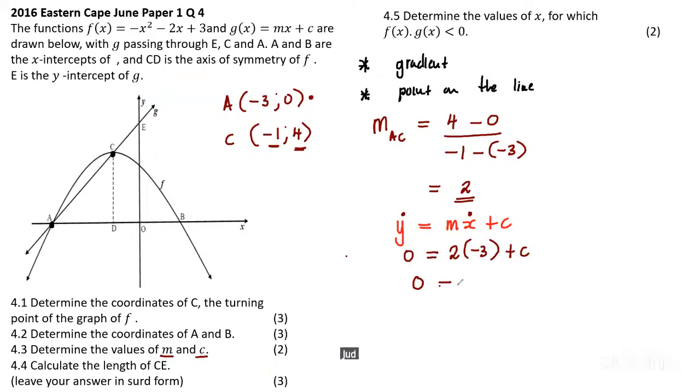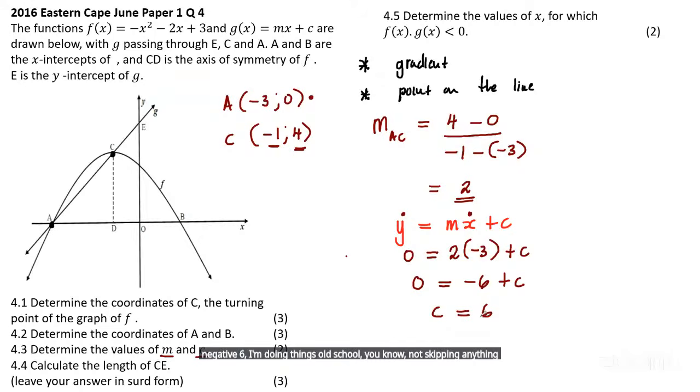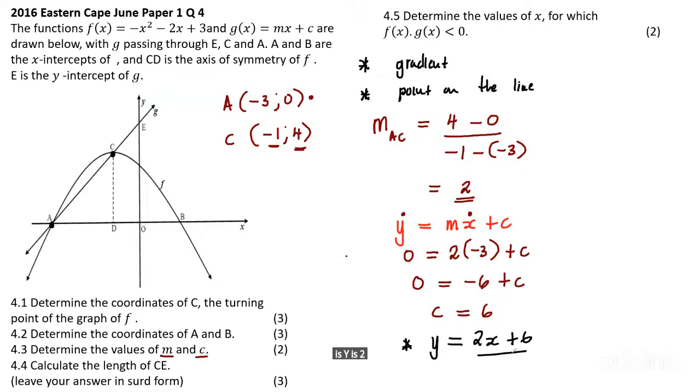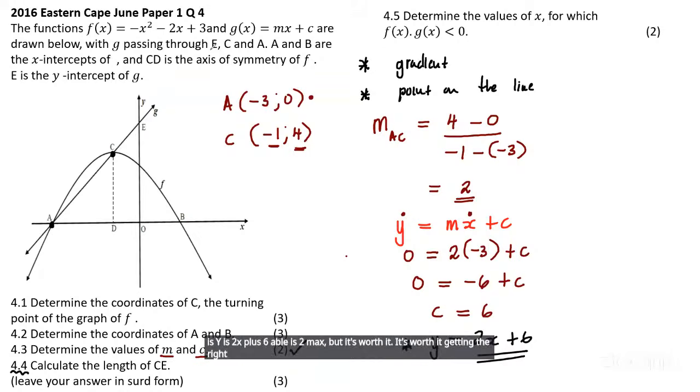Judging by the story, -6. I'm doing things old school, not skipping anything. So the value of c is equal to 6. So eventually I found my c. So my equation of this straight line is y is 2x plus 6. Yeah, it's 2 marks, but it's worth it. Getting it the right way.